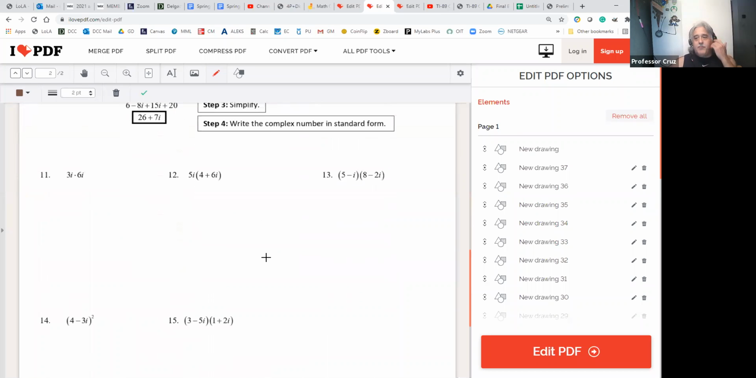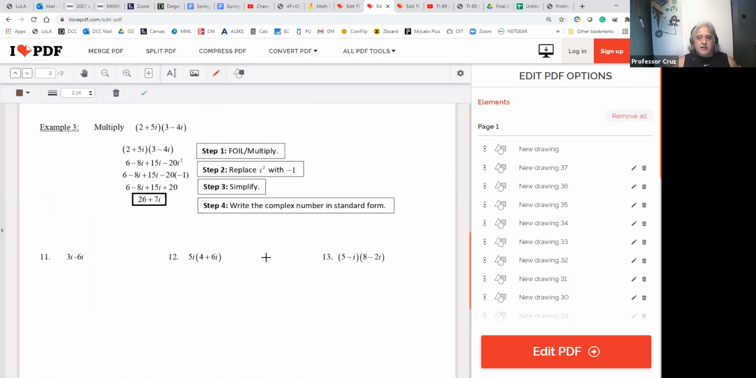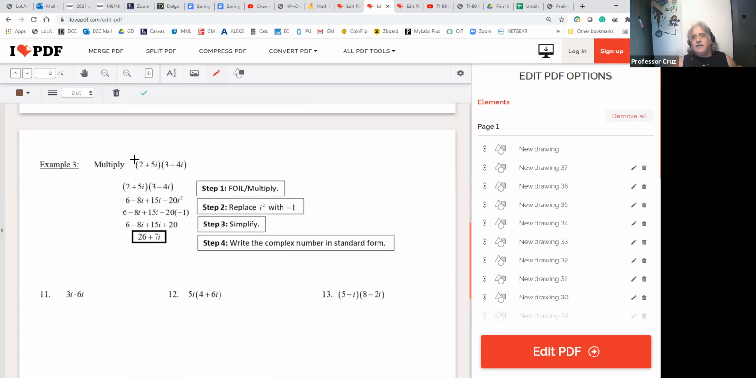All right, now when you multiply, remember, if we had, in this situation, we had 2 plus 5x. And I'm just replacing the i's with x's just to kind of refresh your memory.